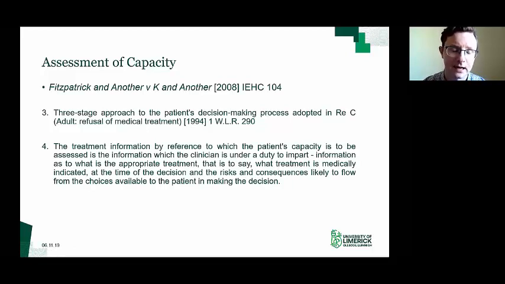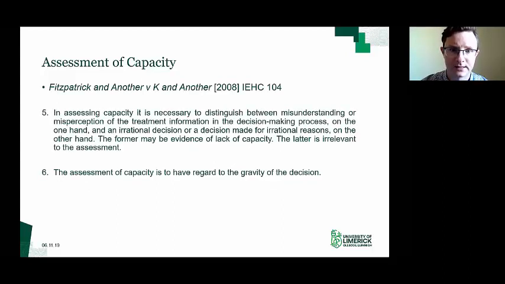The fourth point set out by Justice Lafay is that in terms of looking at the treatment information, what we're concerned with is the information which the clinician is under a duty to impart. So it doesn't have to be a broad range of information. It's simply the information which is relevant to this particular decision and which needs to be provided by the healthcare professional. Okay, moving on to the final 2 points with points 5 and 6.